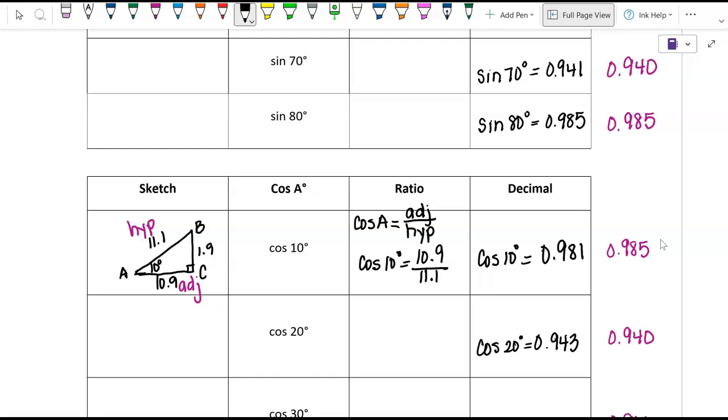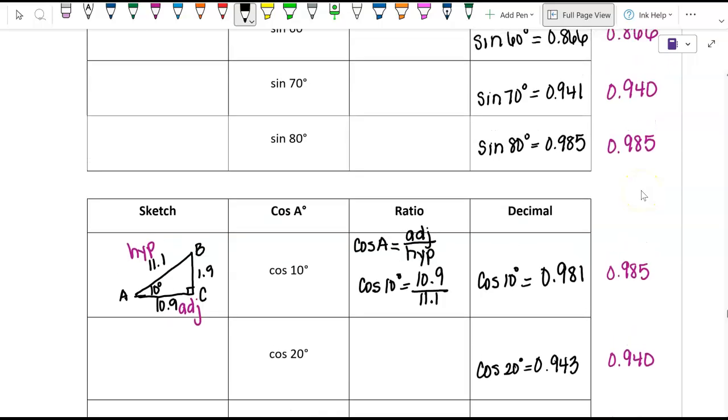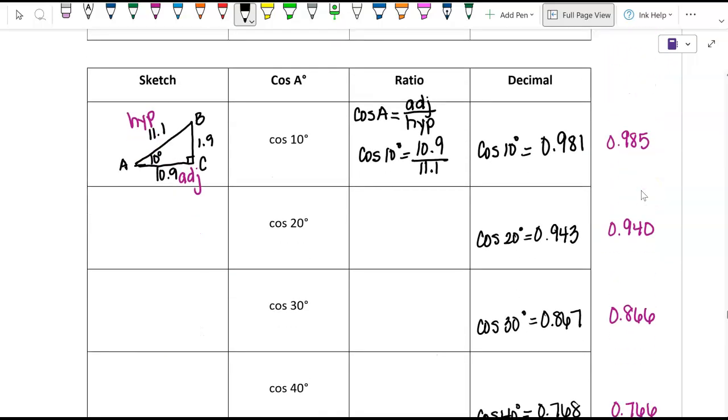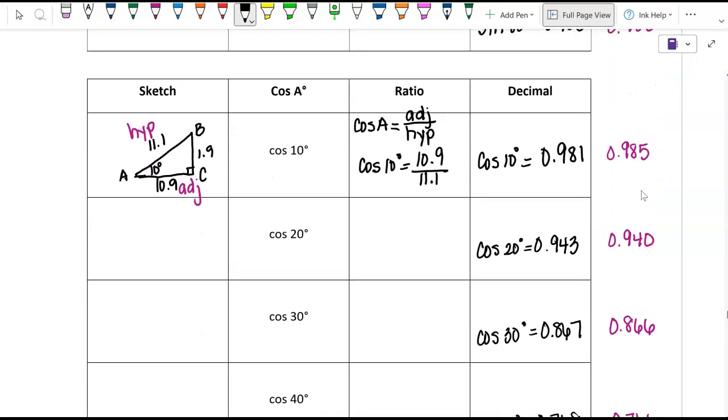So sine 80 degrees is equal to cosine 10 degrees. What about sine of 70 and cosine of 20? Does that exist there as well? Did they both come out to 0.940? What about sine of 60 and cosine of 30? Does that exist there too?